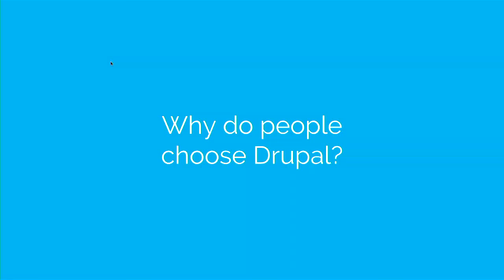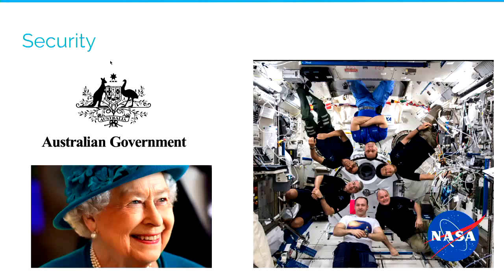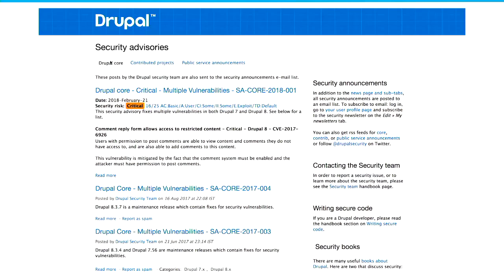So let's find out why people choose Drupal, especially why larger organizations are using it now. First is security. Security is damn good. You can see the Australian government, the Royal Queen use it, and NASA uses it. Everybody would fancy getting their name on the Queen's website and saying, I hacked this one. Don't you fancy that? But Drupal as a core and a project makes sure that security is the first most thing. And you can have security advisory systems.